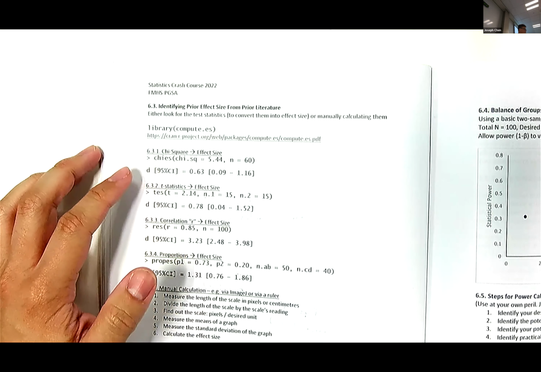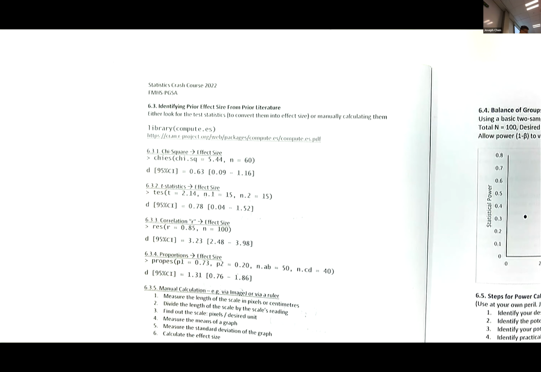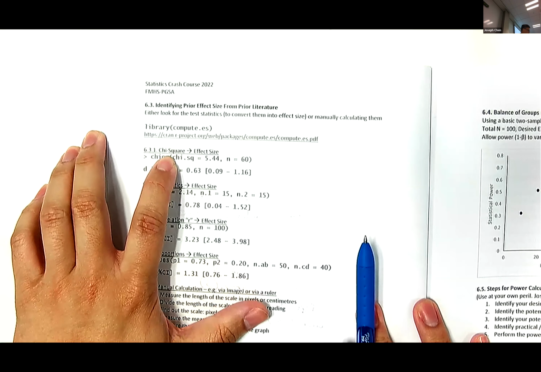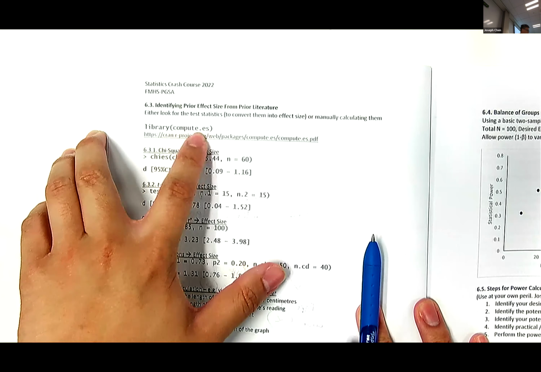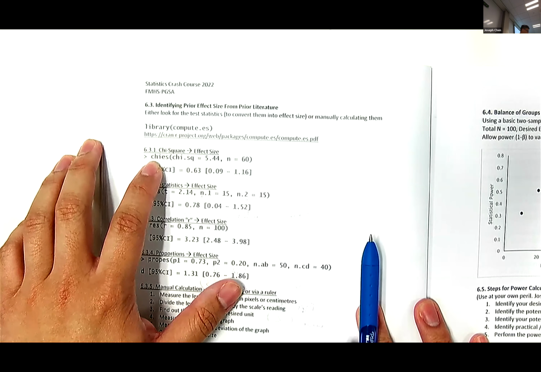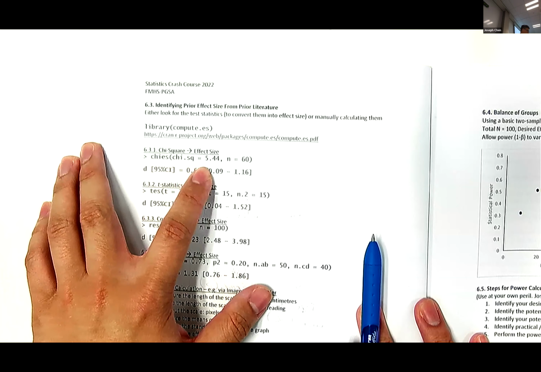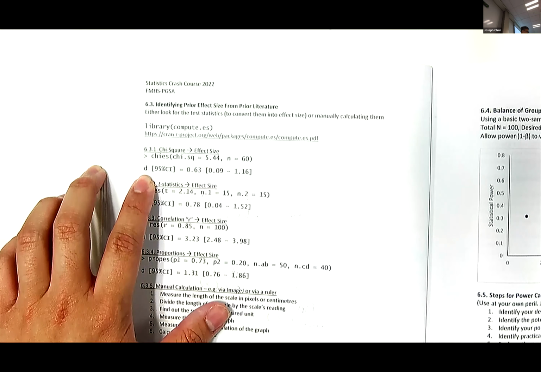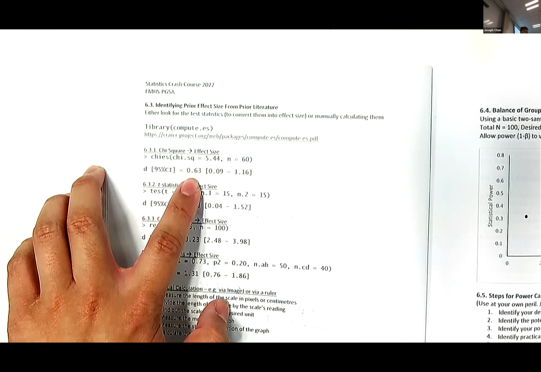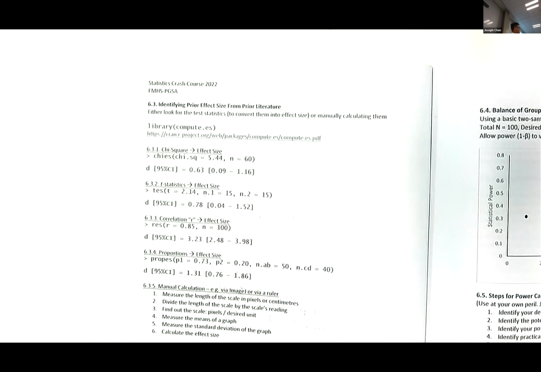Also include your degrees of freedom and your N, because that is important. For example, if you needed to change chi-squared into an effect size, you can use a library called compute.es, and you just use this function chi-es. Chi-squared is 5.44, n equals 60, and oh, look at that. It just punches out the D, the Cohen's D is 0.63, right? That's why it's really good practice to always include your test statistics, because that way you can back calculate it into an effect size.